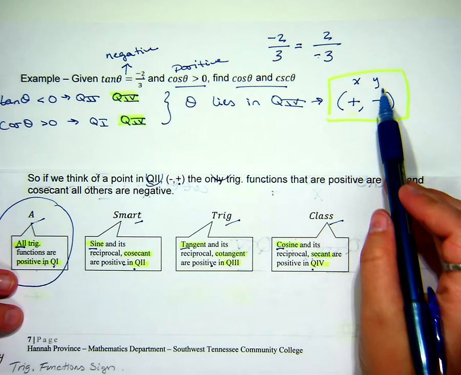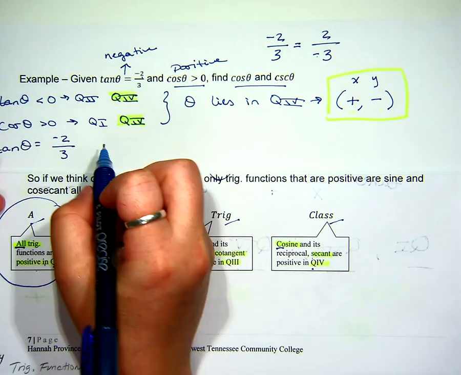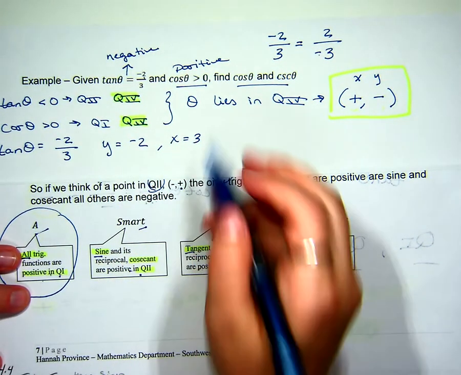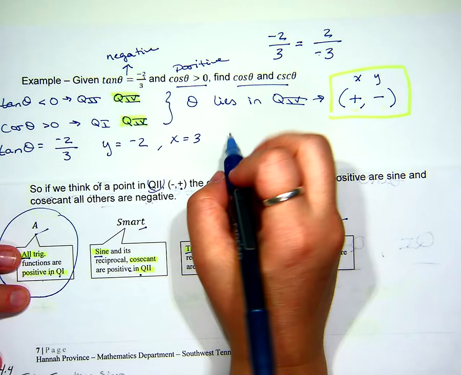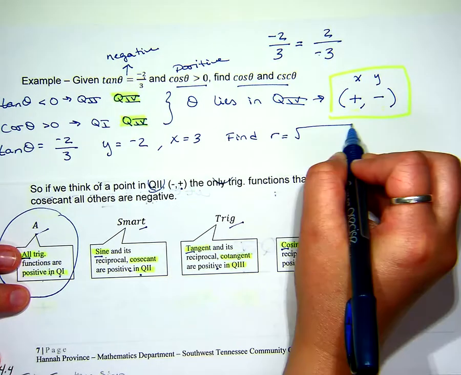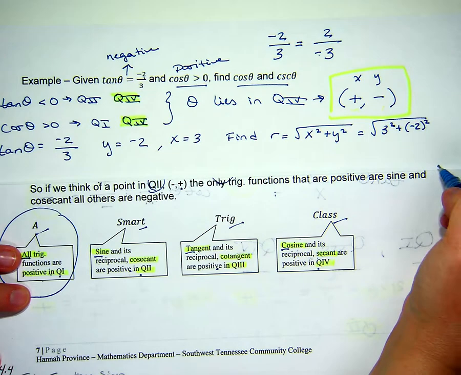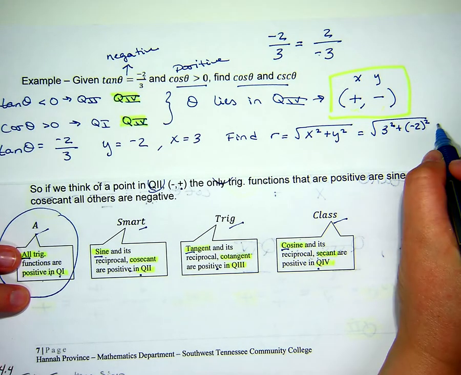So that this says tangent of theta is negative 2 over 3. It says that y is negative 2 and x is 3. Well, if I have y and I have x, I need to find r. R is the square root of x squared plus y squared. That's going to be the square root of 3 squared plus negative 2 squared. That will give you the square root of 13. So r is the square root of 13.